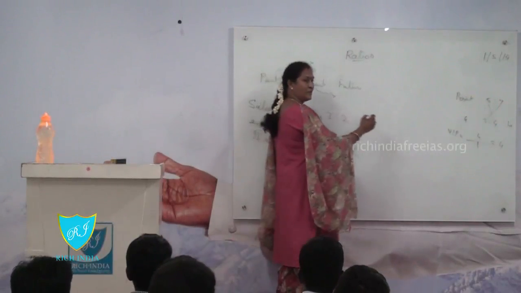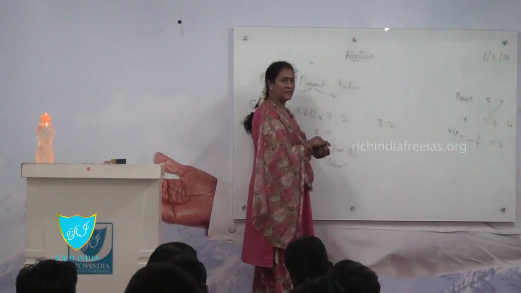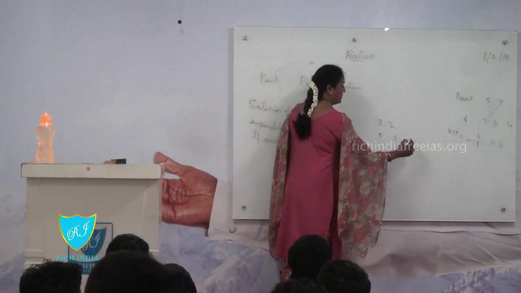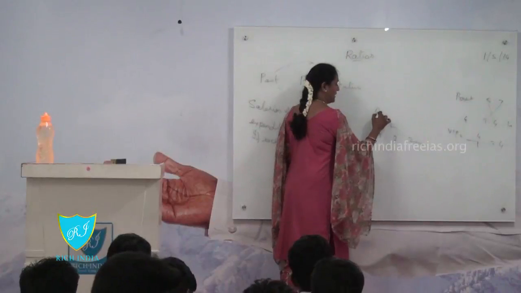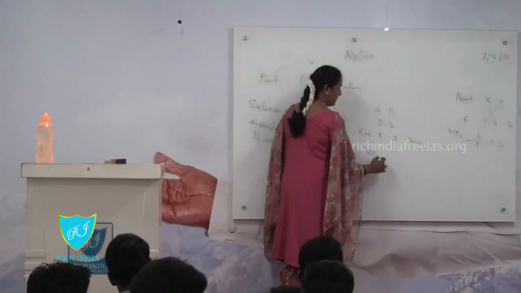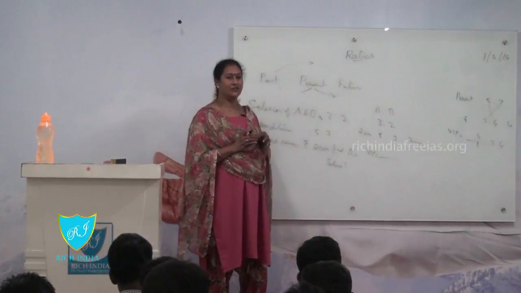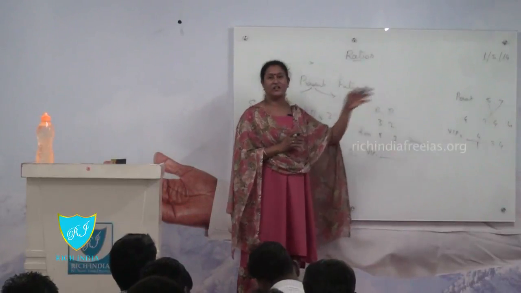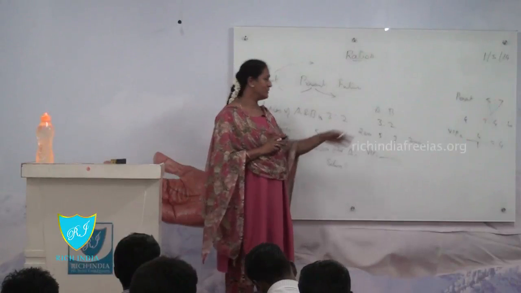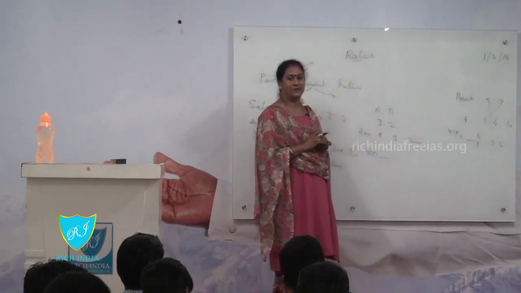So salary ratio, and right now the first expenditure ratio is 5:3. Each saves 2000. We will take A and B. So each is saving 2000. So what will be the value of one part? 4000. 4000 into 3 is 12,000, that is A's salary. B's salary is 8,000.